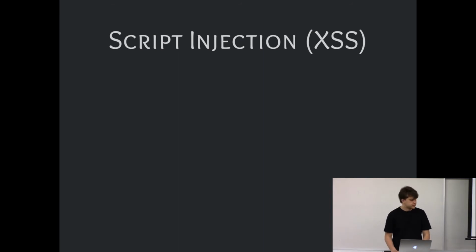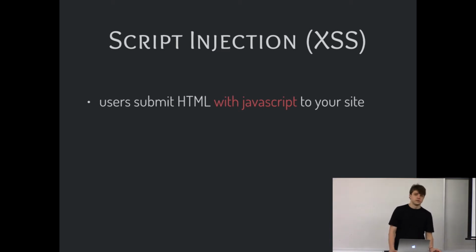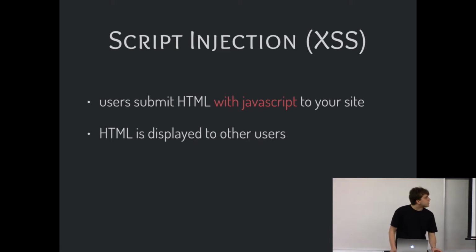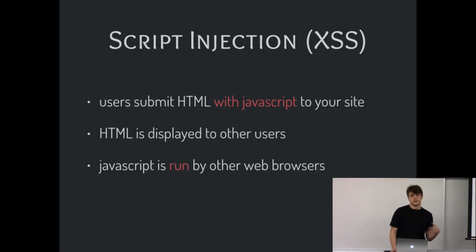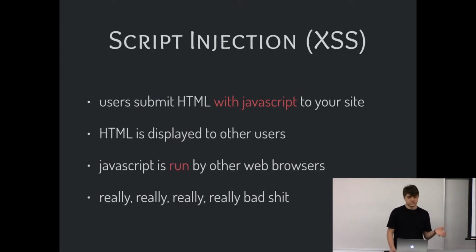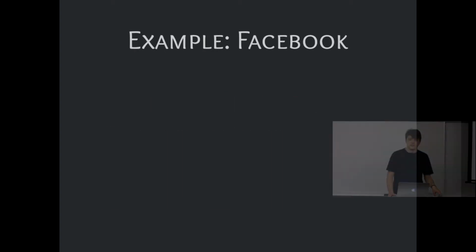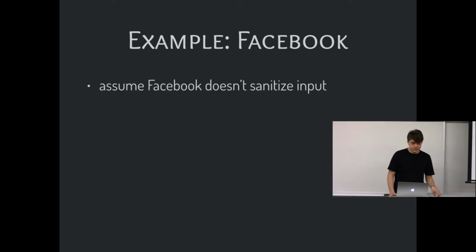The worst version of this is script injection, also known as cross-site scripting. And that's also done through HTML injection. So you submit HTML that has JavaScript in it to the site, and then users see this, and the JavaScript is run by their web browsers, which is really, really bad. Running arbitrary code on other people's computers is what every malware author loves to do, and you just let them do it.